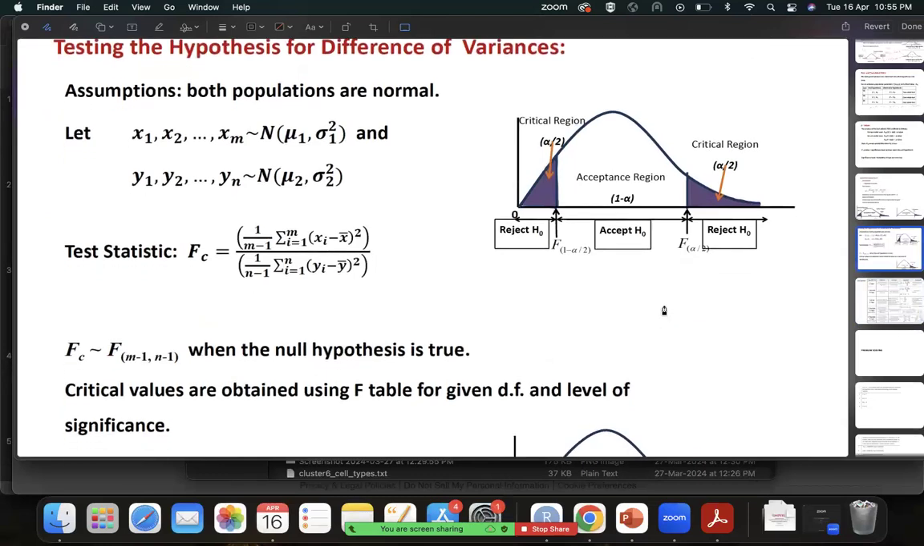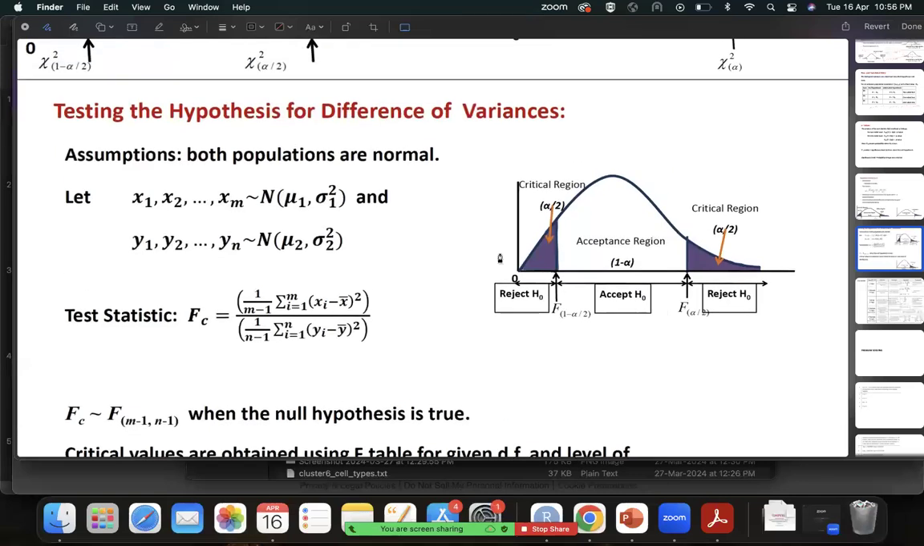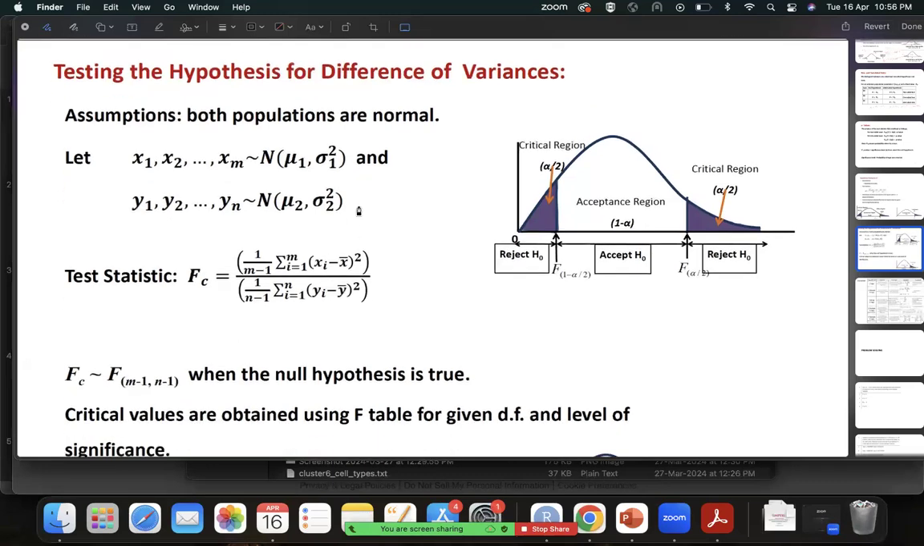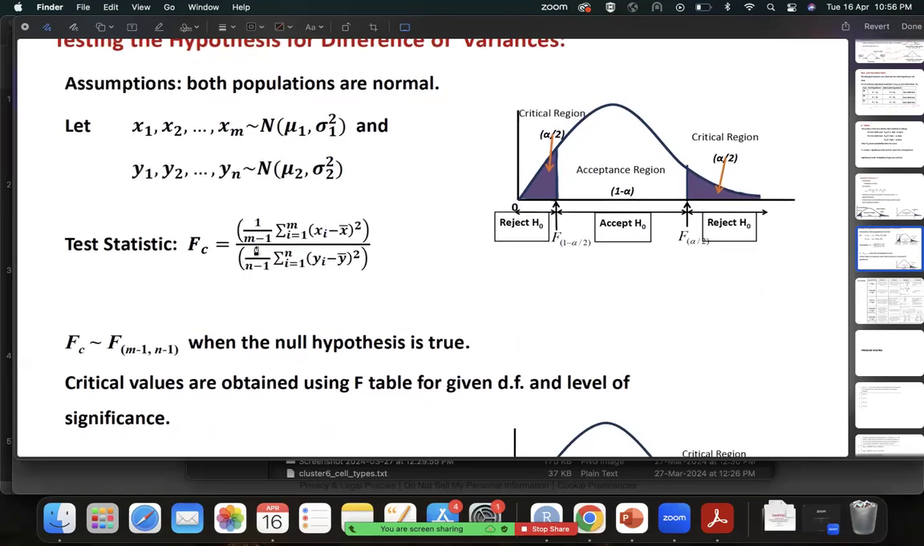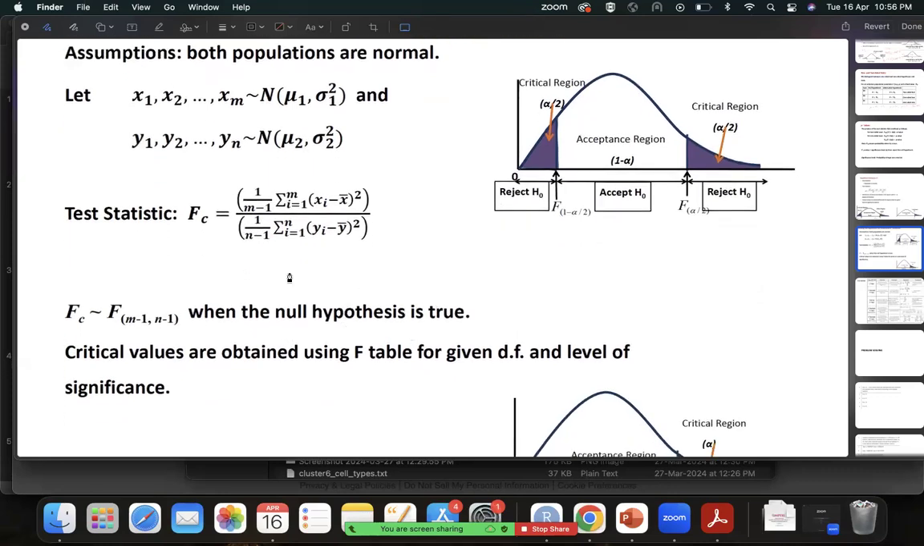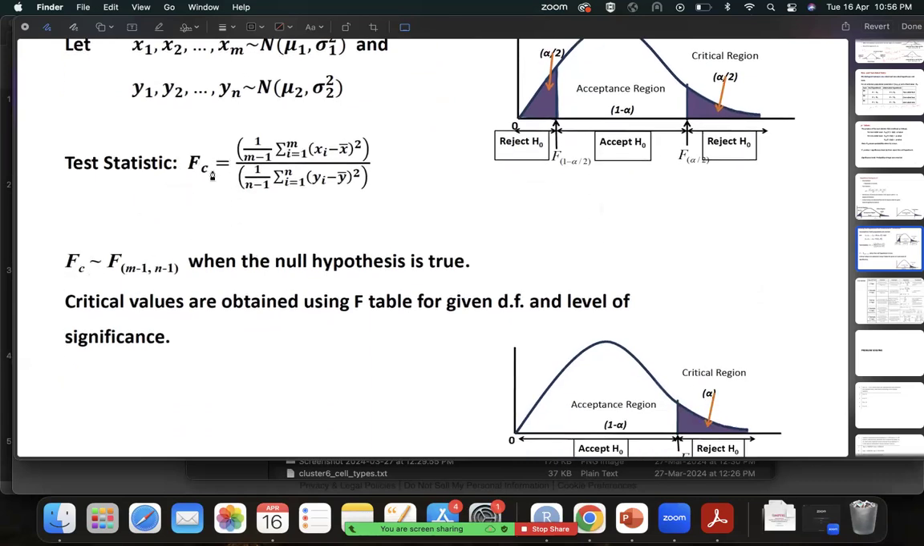There's one more kind of problem you would be given: testing the hypothesis for different variances. You have two different independent distributions with different variances. The variances could either be equal or different. You have to test for the difference of the variances, and you use an F statistic. When the null hypothesis is true, this F calculated value would be equal to your F statistic.